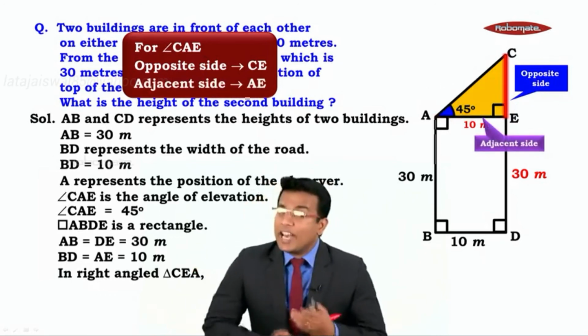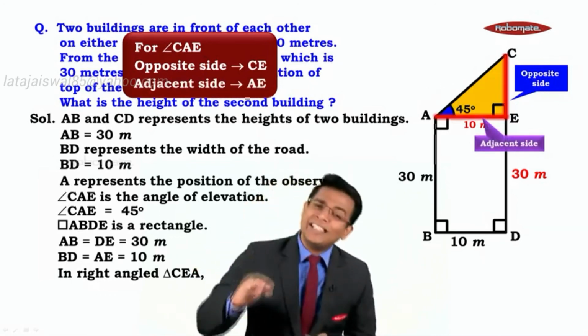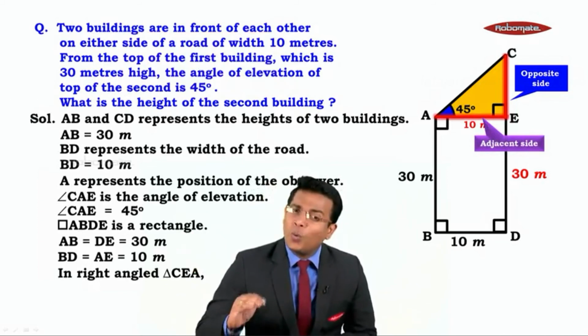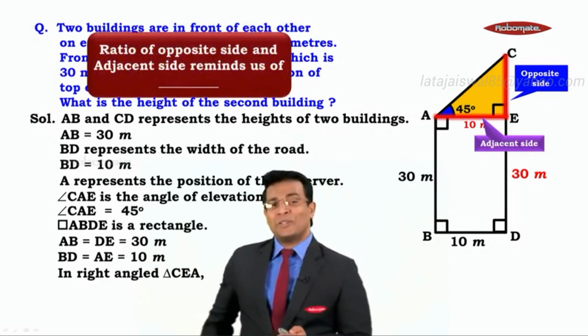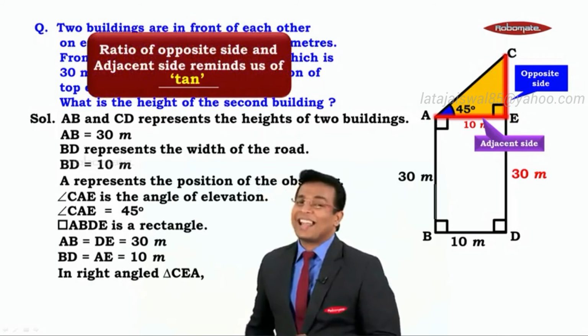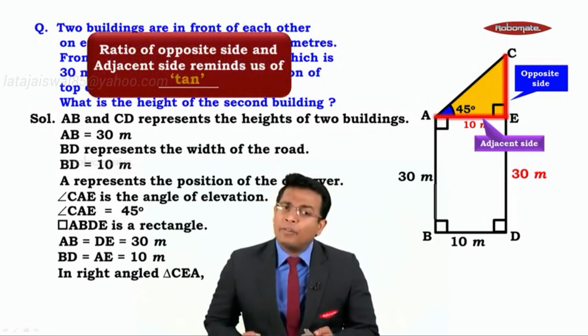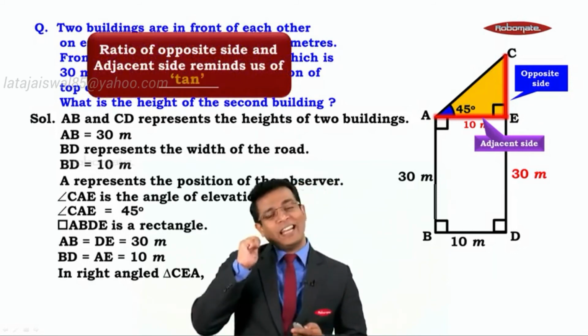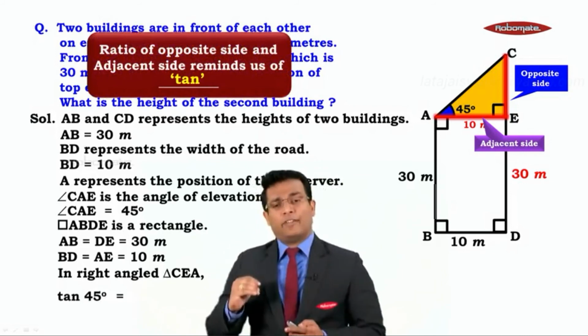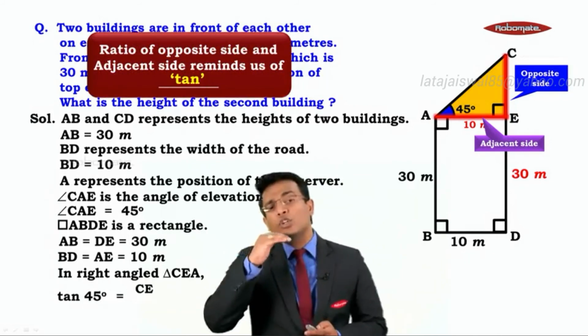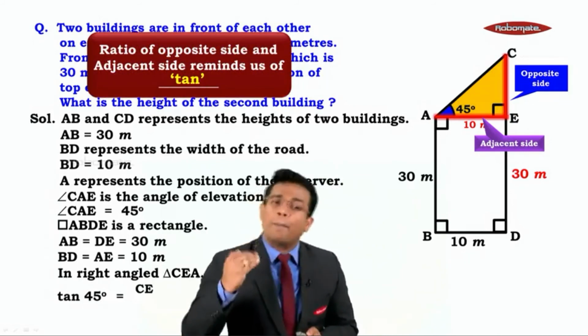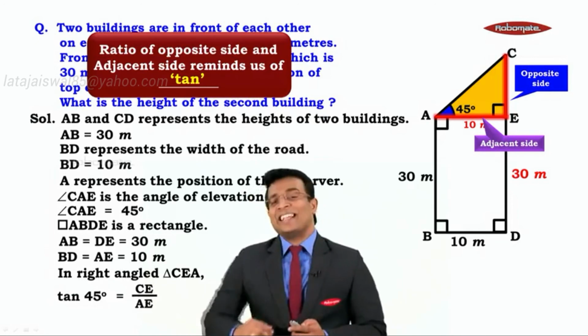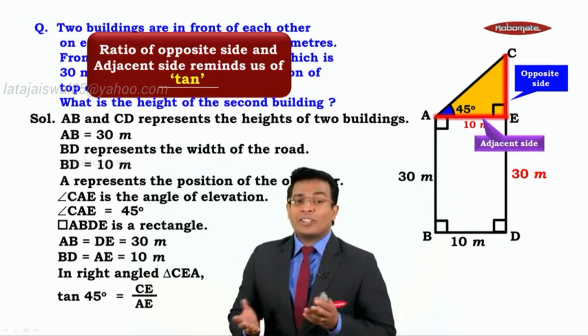That means you are talking about a ratio which involves opposite side and adjacent side. What does this remind you of? This reminds you obviously of the ratio tan. That means we are going to use tan. Tan for which angle? Tan for 45 degrees. So let's use tan of 45. So we write tan of 45 is equal to the opposite side, that is CE, upon the adjacent side, that is AE. Now it's so simple, right?